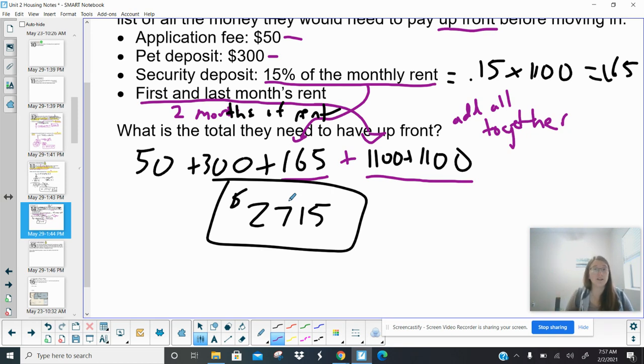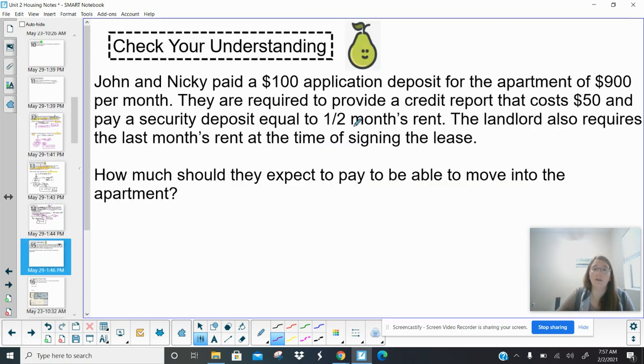So if you are wanting to move out into an apartment, you need to start saving money. You usually, in most places, cannot just move right in without paying anything up front. There are fees, there's some deposits, and very often you got first and last month's rent. So I want you to try it one more time.